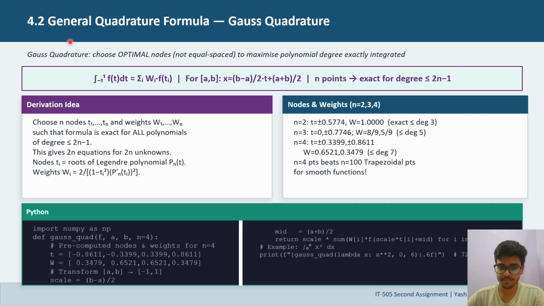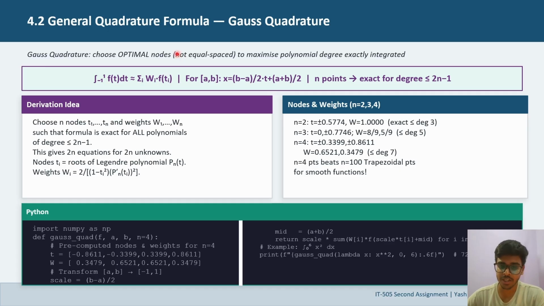Gauss quadrature. Unlike Newton-Cotes methods, this does not use equally spaced points. Instead, it selects optimal nodes and weights to maximize accuracy. The formula is: integral from minus 1 to 1 of f of t dt is approximately equal to summation of wi f of ti.